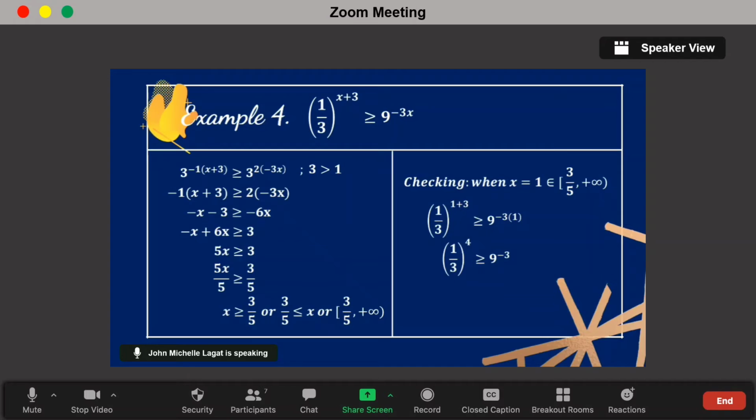We bring down the inequality symbol and evaluate the problem. 1/3 raised to the power of 4 is equal to 1 over 81, whereas 9 raised to the power of negative 3 is equal to 1 over 729. Since 1 over 81 is greater than 1 over 729, then the solution to the inequality 1/3 raised to the power of x plus 3 is greater than or equal to 9 raised to the power of negative 3x is x is greater than or equal to 3/5.